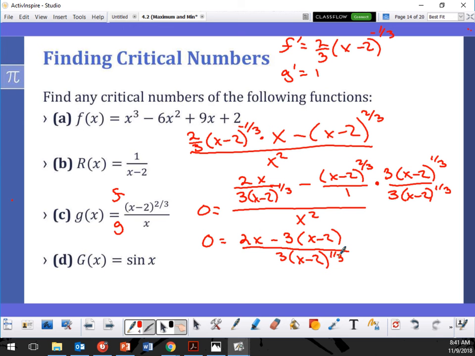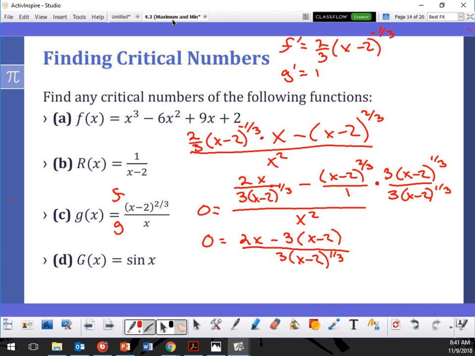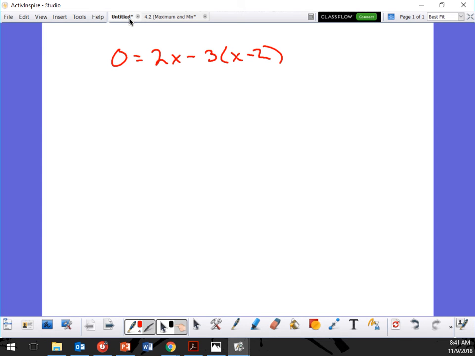So now I'm going to have 0 equals 2x minus, and I'm going to distribute that. So it's going to be 0 equals 2x minus 3 quantity x minus 2, right? Yes? Just double checking. All right, good, because I have to distribute. So 0 equals 2x minus 3x plus 6, sorry. Okay, so now I get 0 equals negative x plus 6, so x equals 6. So x equals 6 is one of my critical numbers.